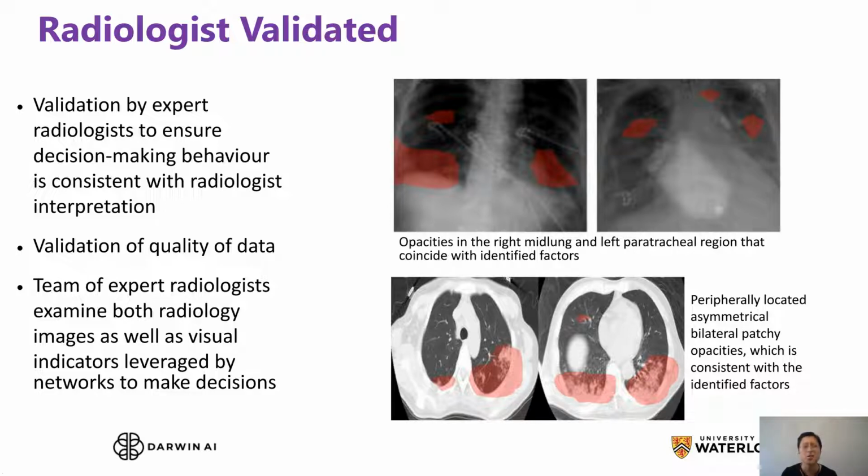And so a team of expert radiologists was able to examine both the radiology images as well as the actual visual indicators, as indicated by the explainability, as leveraged by the networks to make decisions, to verify whether or not the systems are behaving properly. And through this iterative process, we're able to directly produce COVIDNet models that are not only high in accuracy, high in efficiency, but also behave in a way that matches the radiologist's interpretation.